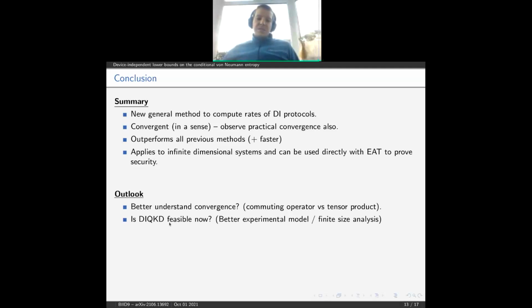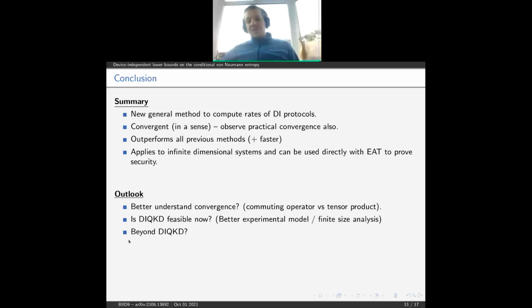Okay, this question was kind of answered yesterday, maybe. In particular, there was a paper on the arXiv yesterday that showed that you could actually do DIQKD with, I think, cold atom systems. But I think the method that I presented here shows that it may also be possible to do an experiment with photonics-based systems. In order to do this, we're looking into modeling our experiments a little bit better and also doing a finite size analysis with this numerical technique.